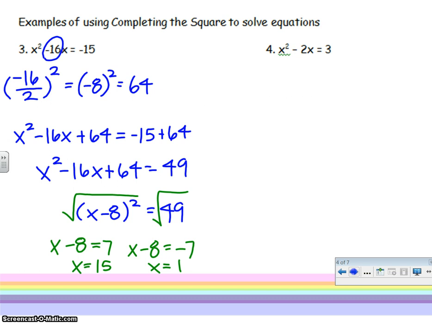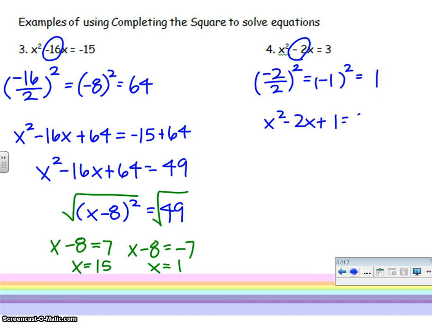All right, let's go ahead and do another one here. We see that we're in the correct form, so we identified b as negative 2. So we complete the square doing negative 2 divided by 2. We square that. So we're going to add 1 to both sides of our equation. So x squared minus 2x plus 1 equals 3 plus 1. We're adding that 1 to both sides of the equation.